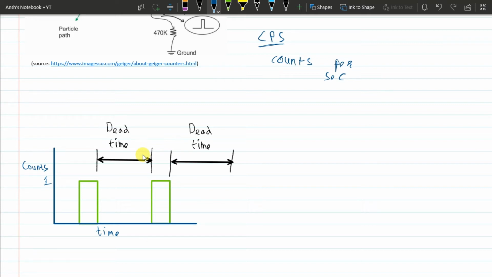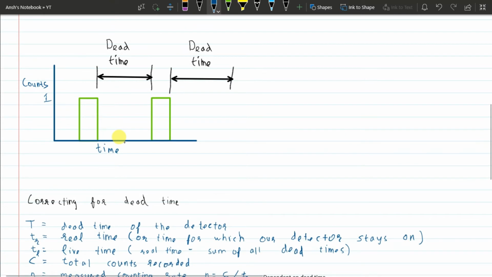So when we are actually measuring radiation from an incoming source, we have to account for this dead time, because it's entirely possible that we have another count of radiation coming in that we have to account for. So we have to calculate the dead time of a GM counter to compensate for it. Now that we have understood what dead time is, we'll go on to quantifying this dead time. First, we'll start with labeling these times that we just discussed.